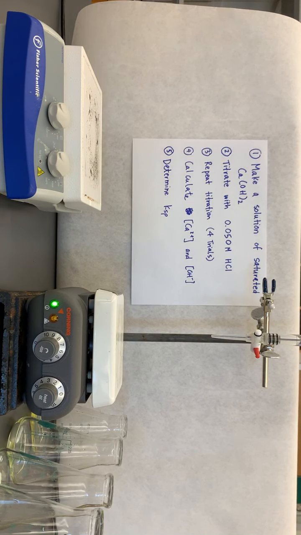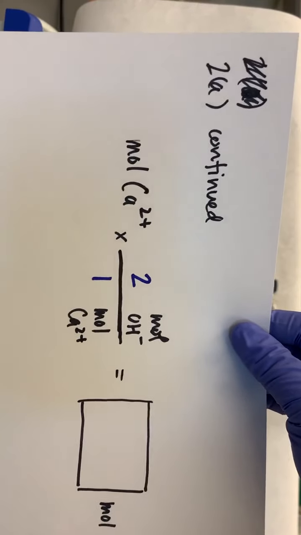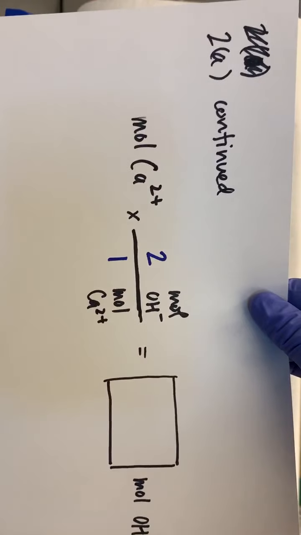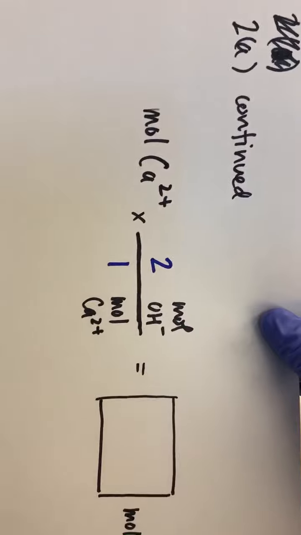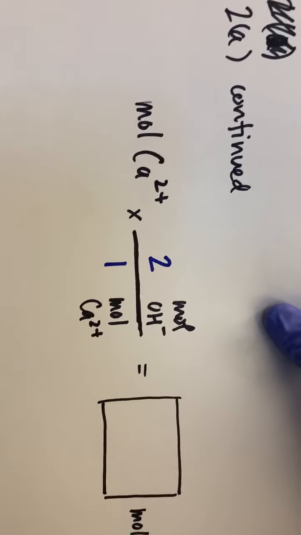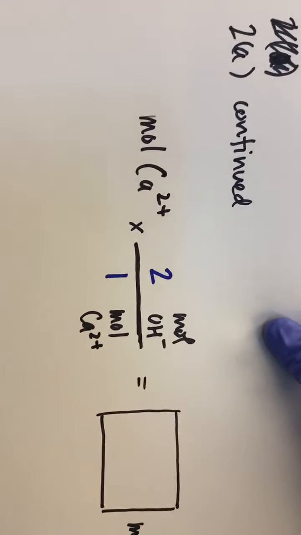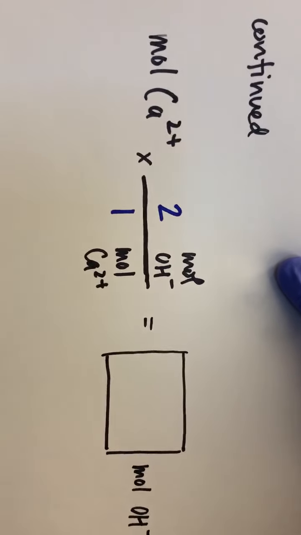Then in the next page, it's 2A continued, they ask you to calculate the moles of the OH minus. So whatever answer you got from 2A, whatever you got from the previous calculation, you're going to plug it right here. And remember that for every 1 mole of Ca2+, there are actually 2 moles of OH minus in calcium hydroxide. This will get you the moles of OH minus.